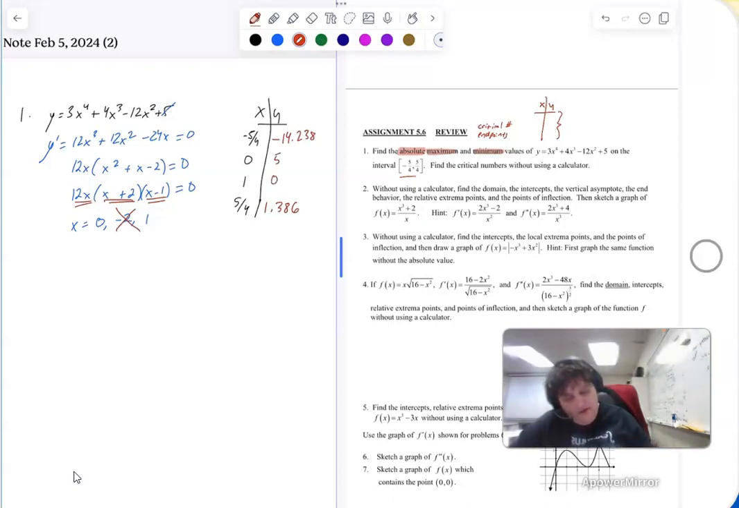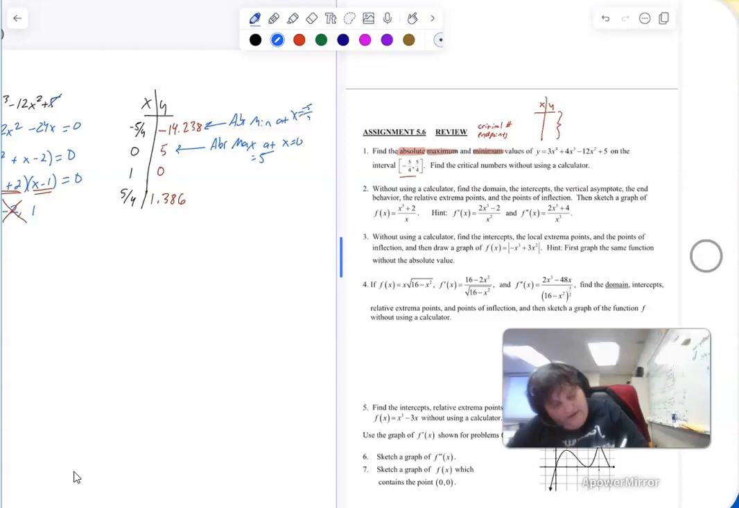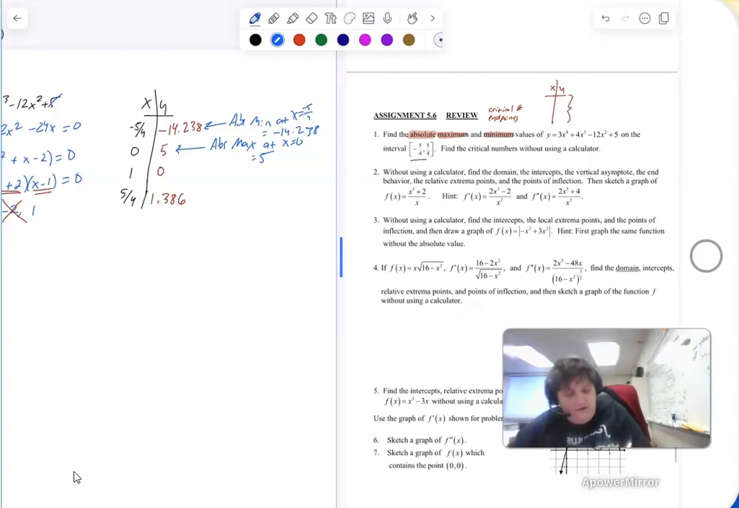Right? So when I look at this, my highest number is 5. So I have an absolute max equal to 5. You could say it's at x equals 0, but the max actually equals 5. And then my absolute min is this -14 right here. So it's at x equals -5/4, and the absolute min equals -14.238. Okay, so the y values are pretty much what we're going to put for our answer here. All right?